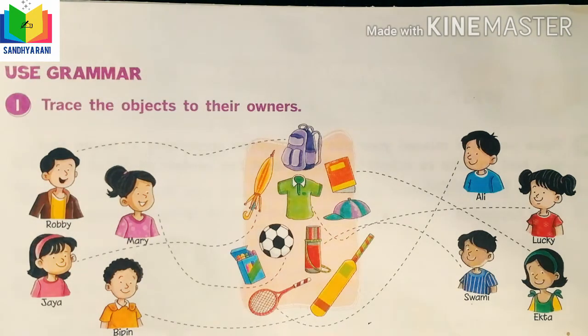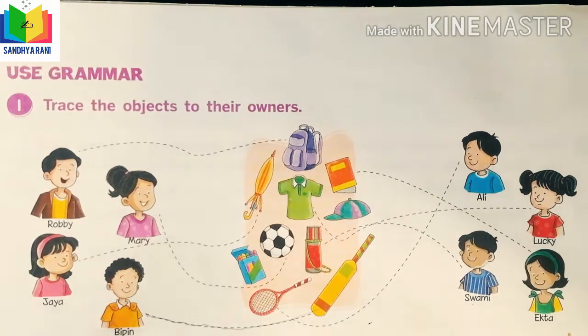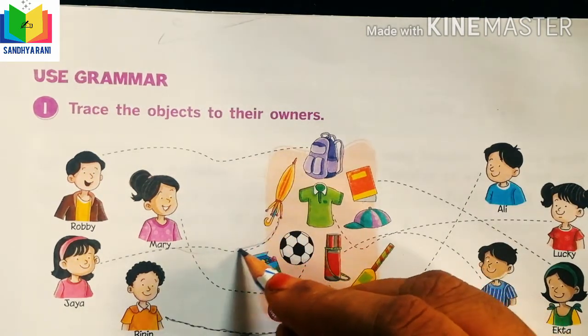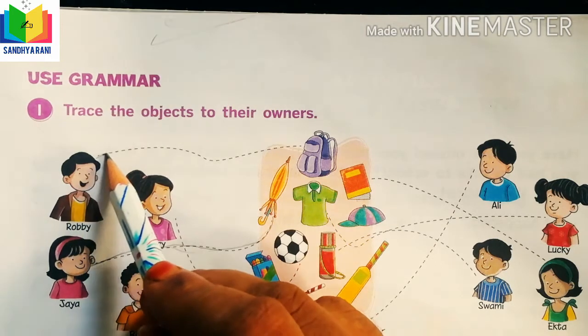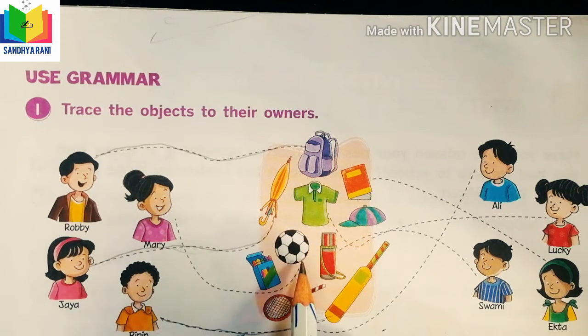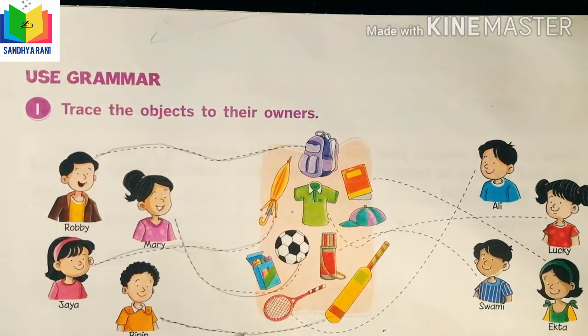Who is the person here? Bipin. In the same manner, we have to trace the remaining objects to their owners. Here I have already given an example. This is Bipin's bat. And see here, this is Jaya's umbrella. And here, this is Robbie's backpack. See here, what is this? This is a football. Whose football is this? Yes, Mary's football.